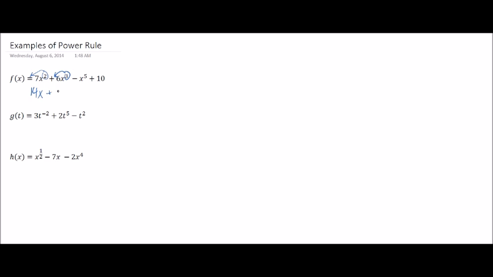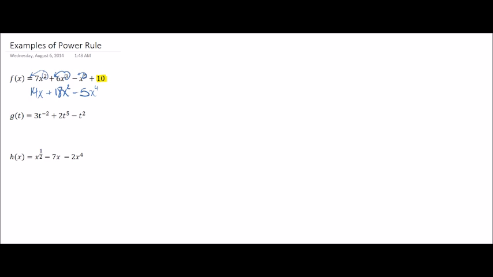Same thing happens here. I'm going to multiply the 6 by the 3. It's going to produce 18, and again I'm going to reduce the power by 1, giving me 18x squared. Here, move the 5 to the front, keep the negative, nothing about that has changed, so multiply by the power and get 5x, and again reduce the power by 1 to the fourth. Now this last one here is a bit of an interesting case.